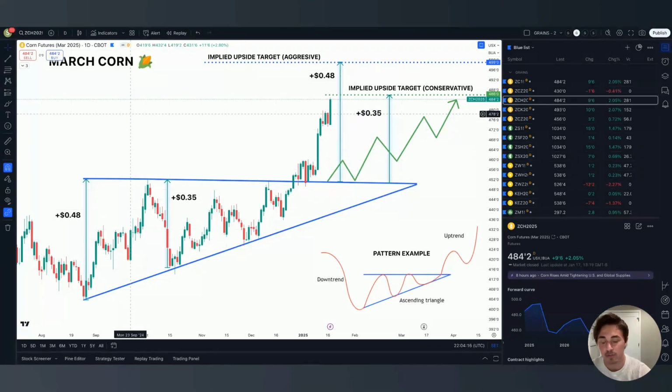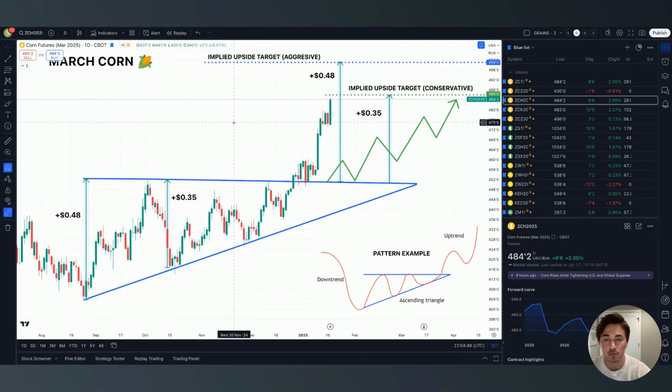Now this is reason number two why 485 was my next target. I've shown you guys this chart several times in the past. I've been talking about this ascending triangle for the past few months. So there's two ways to calculate the implied upside objectives for this ascending triangle. You have an aggressive way and you have a conservative way. So first, the conservative way is you take the first back test of this triangle all the way up to the top of the triangle, which gives you a 35-cent range. You add that range on top of the point of breakout and you get 485.